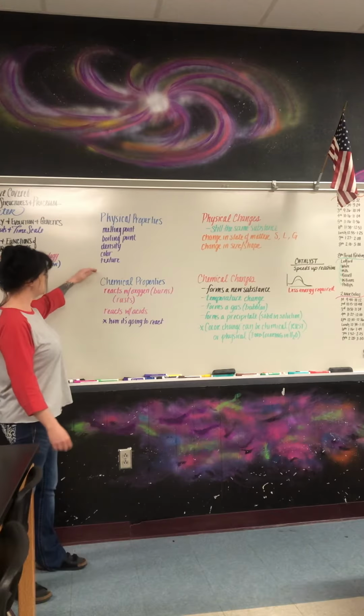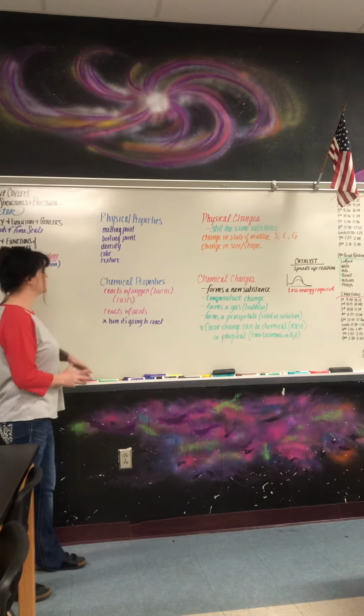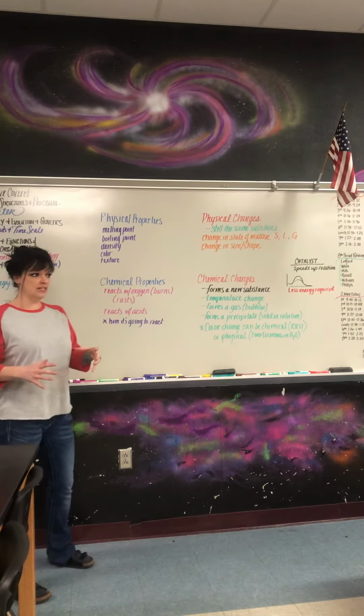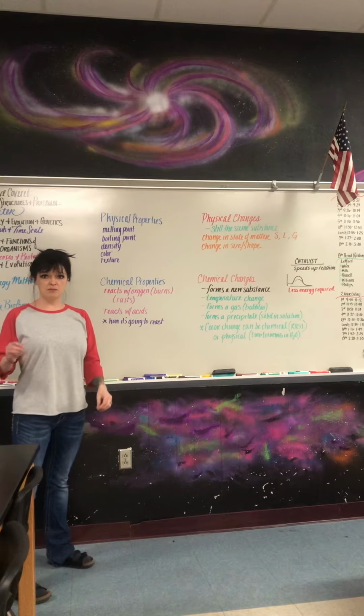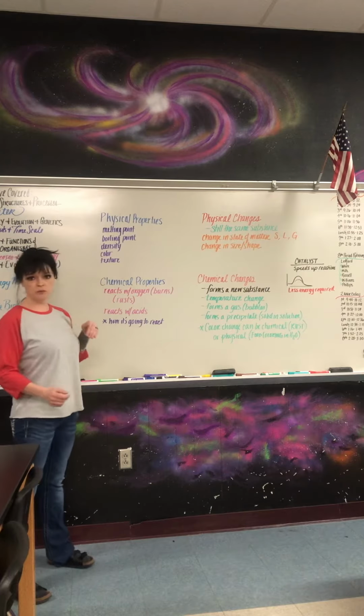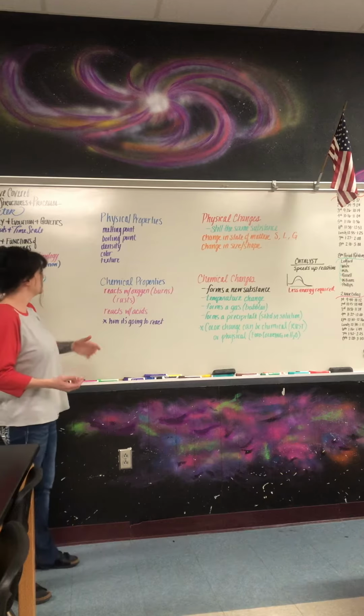Physical properties are just basically ways to describe a substance. So melting point is a physical property. Each solid that you see has a very definite melting point. It melts at a certain temperature. That's the same for boiling point. Everything has a certain boiling point, so it boils at a certain temperature.